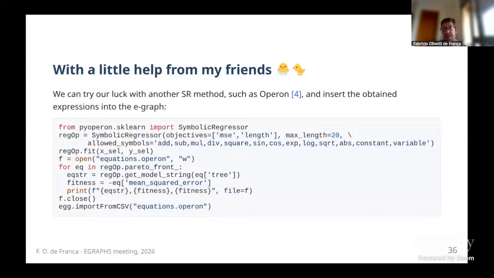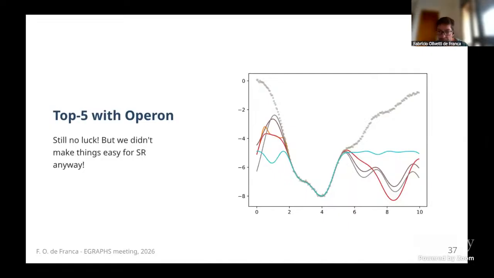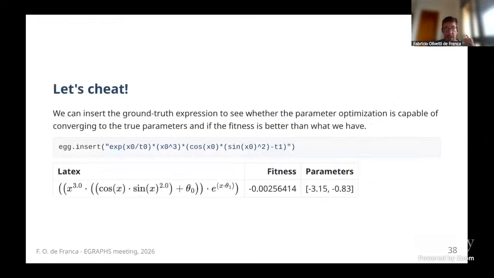Another cool thing that I can do here is run a different algorithm, not only HGP. So here I'm running Operon, and I create a CSV file containing the expression and the fitness function. And then I can import that into the eGraph. And by doing so, I can run again the top 5 expressions and do all the analysis to see if the other algorithm could find a different solution that is better for us.